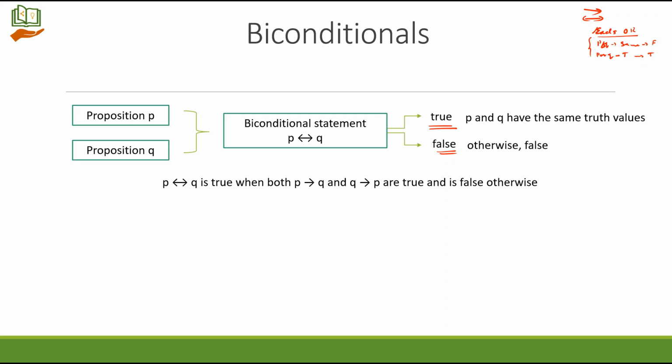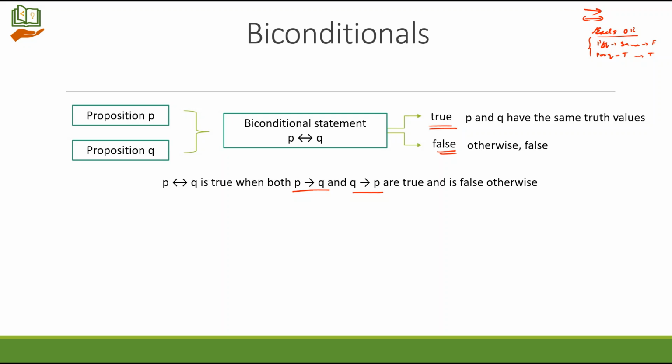P by implies Q is true when both P implies Q and Q implies P are true and is false otherwise. It means they are saying the conditional statement and the converse statement should be true. If P then Q, that should be true.